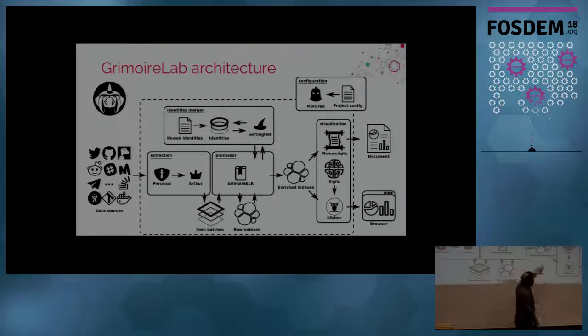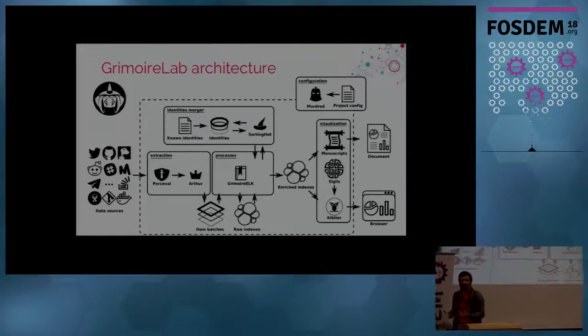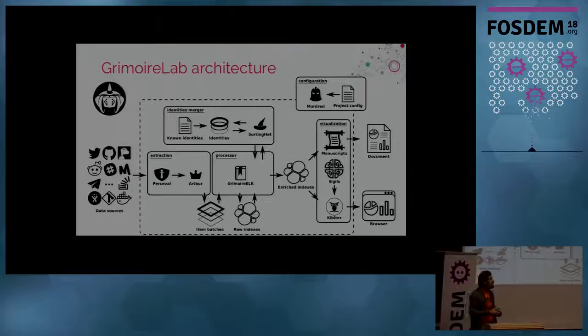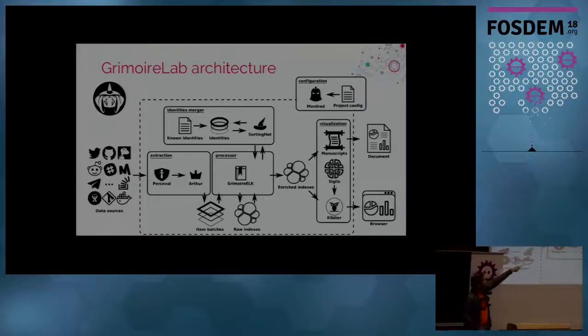But you can also just connect it to Kibiter, which is the dashboard, and you have a nice visualization of all your data. Or you can connect it to Manuscripts, which is producing PDF documents with a summary of the project itself. So the idea is that once you have the information in the database, you can exploit it in many different ways. And on the top right, you have Mordred.